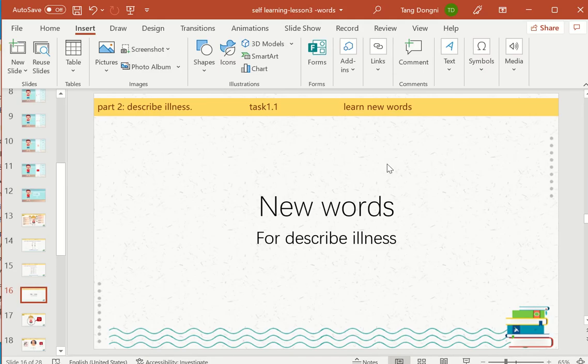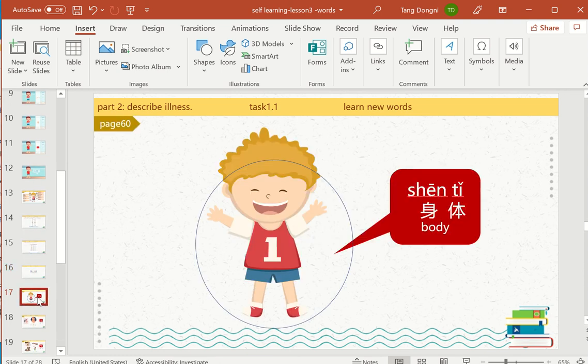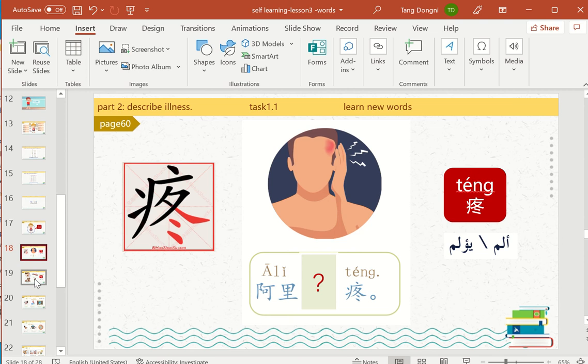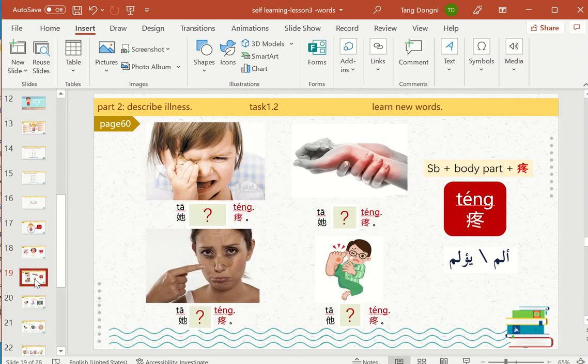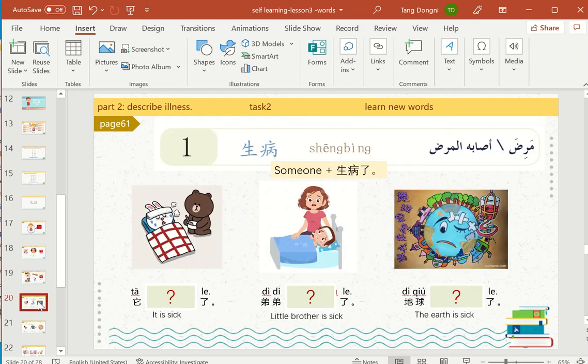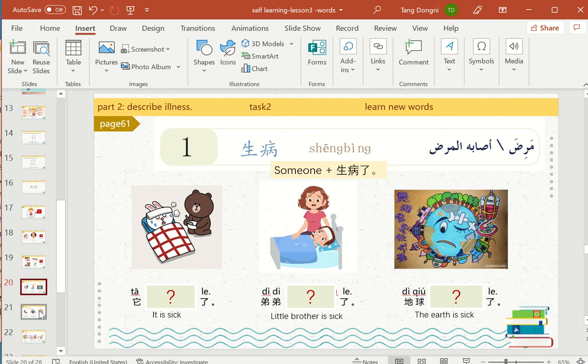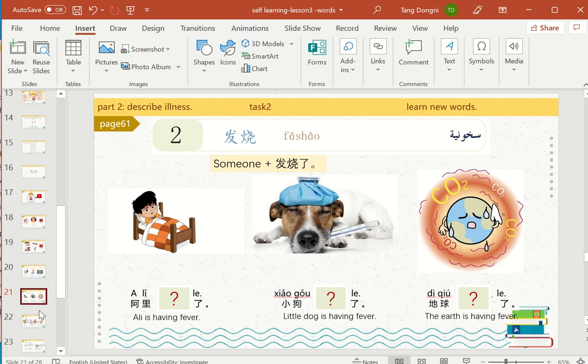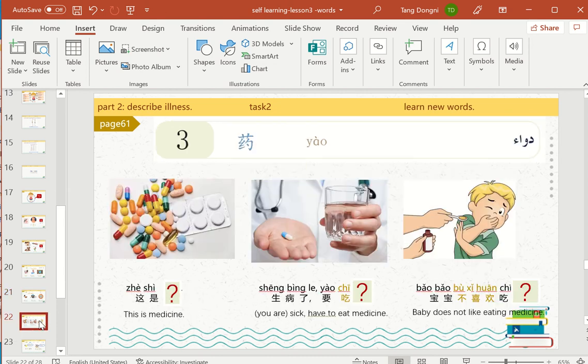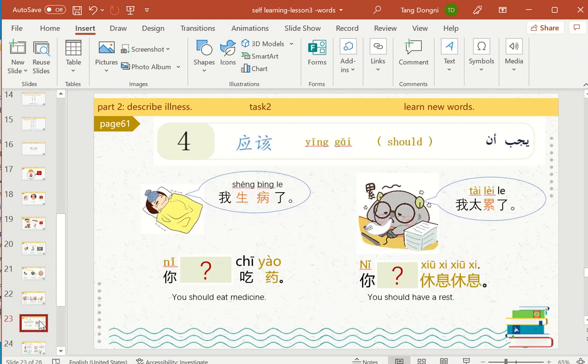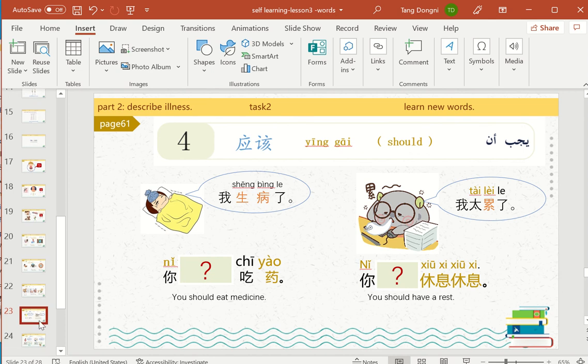So we mainly talked about the words describing illness. 身体 the body, 疼 pains, somebody somewhere pains. 他眼睛疼，他手疼，他鼻子疼，他脚疼。生病 get sick, 他生病了，弟弟生病了，地球生病了。发烧, someone is having a fever. 阿里发烧了，小狗发烧了。药 medicine, 这是药，生病了要吃药。那么应该 should, to give a suggestion on what somebody should do.